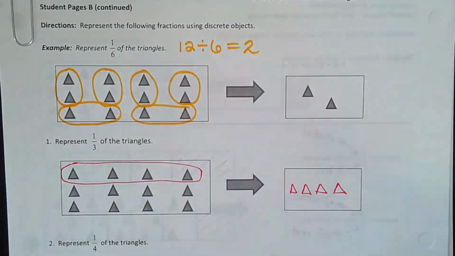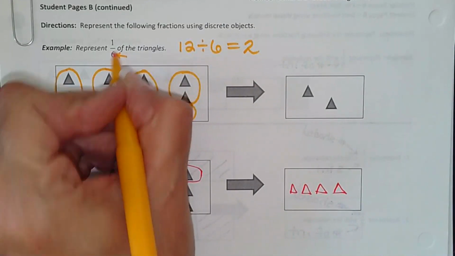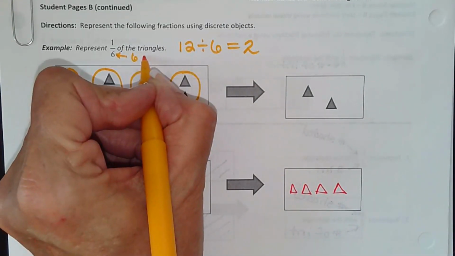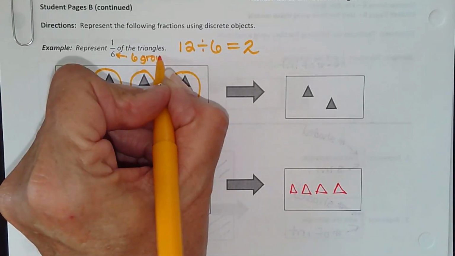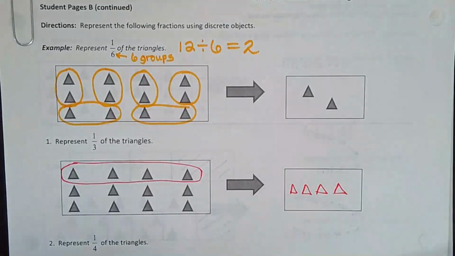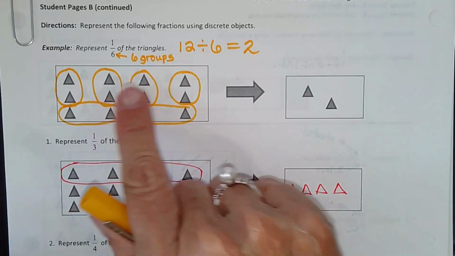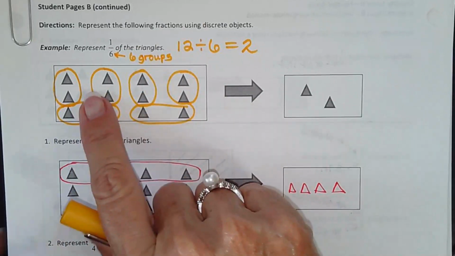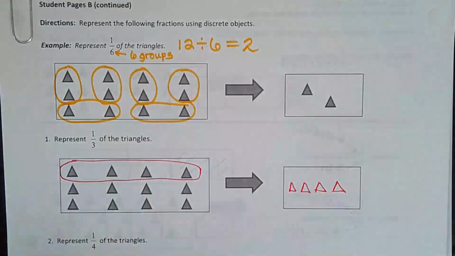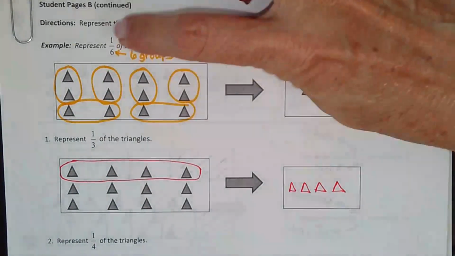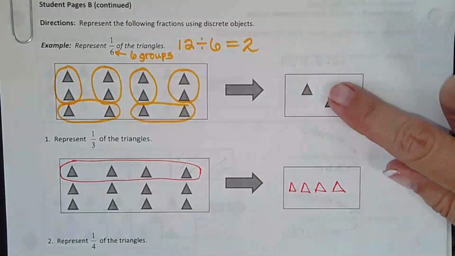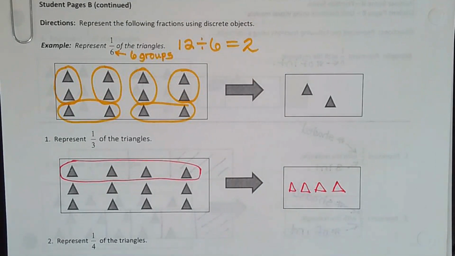I know there's going to be 6 groups or 6 intervals or whatever you want to call it in this part, but I don't know how many are in each group. So if I take the 12 divided by 6, that means circle groups of 2, and you should come up with 6 equal groups, which I did. So I only want one of those groups, so that's why I bring 2 triangles over.